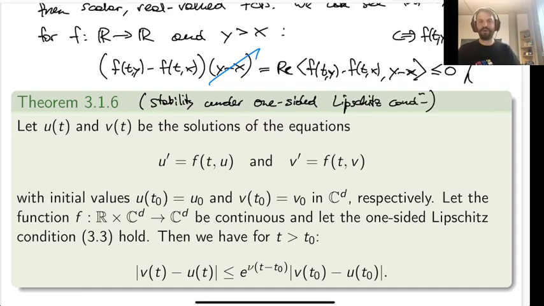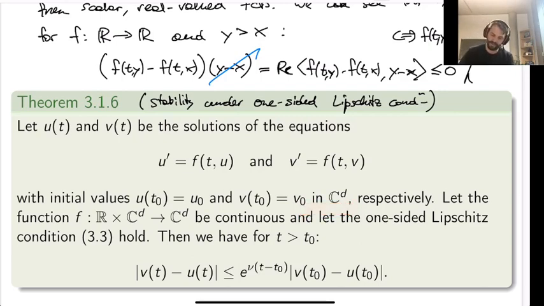Okay, let u(t) and v(t) be the solutions of the two ODEs u' = f(t,u) and v' = f(t,v), so the same ODE, but with two different initial values. u(t_0) is u_0 and v(t_0) is v_0. Both posed as ODE initial value problems in C^d.